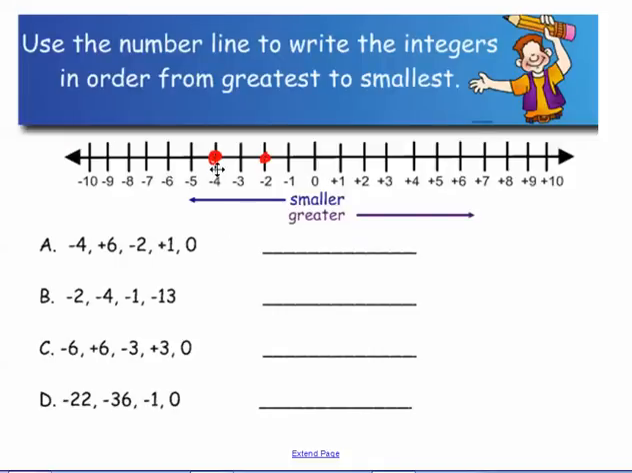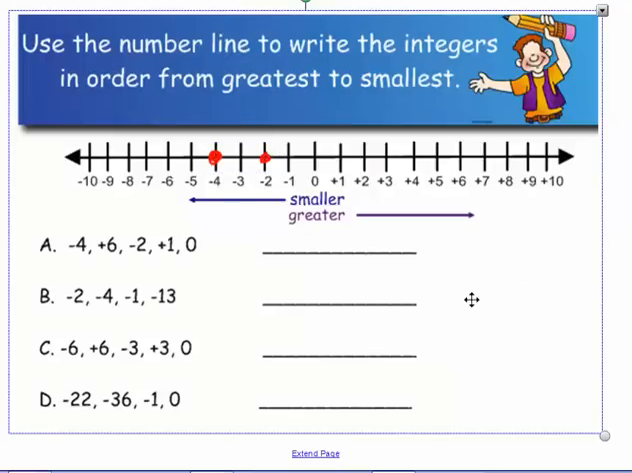All right, so let's see. On your number line, you don't have this one, so let's just do a couple of these together first before you get started. So let's just say that I have -4. I'm looking at -4 and -2. So -4 and -2, which one do you think is the greater number? Which one is the greater number?